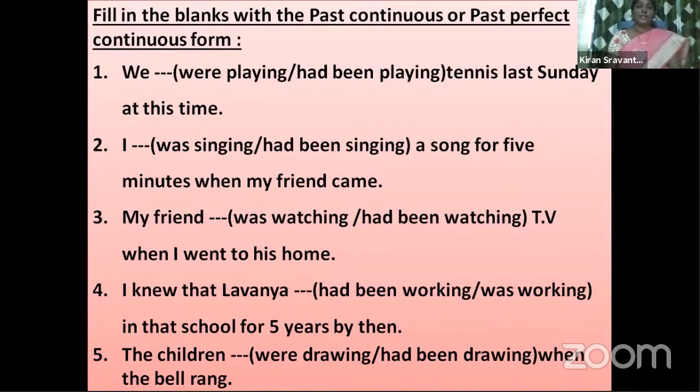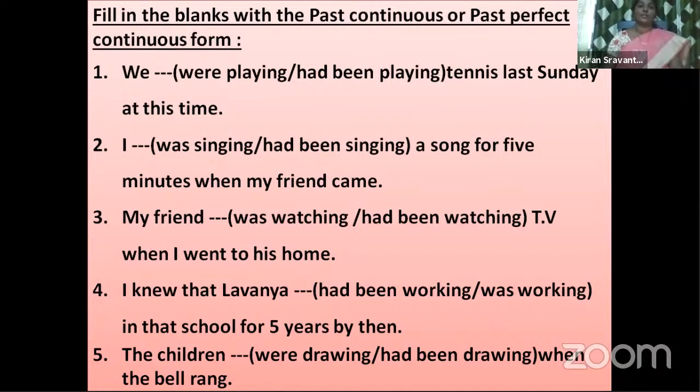And coming to the second sentence, I was singing a song for 5 minutes. See here, for is given. So read the sentence carefully. I was singing a song for 5 minutes, or I had been singing a song for 5 minutes. So I had been singing a song for 5 minutes when my friend came. So that action was going on when the other action took place.